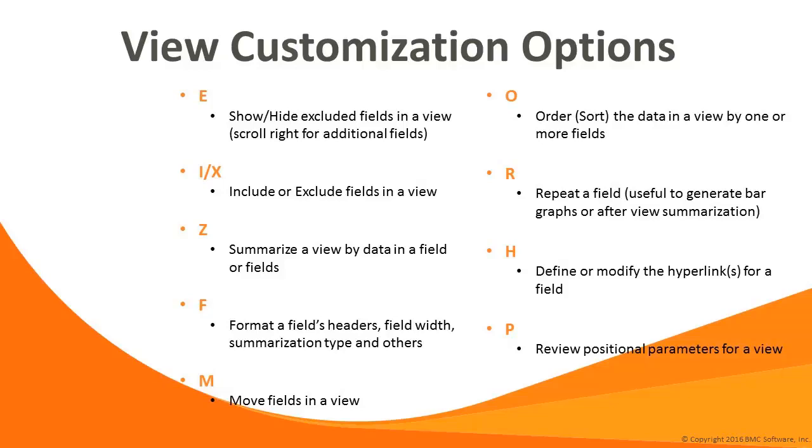With the Format option, you can modify field sizes and labels and specify how to report values for summarization records. The M option gives us the means to move fields around in a view. The O option allows us to specify the sort sequence for the data in the view. The R option is used to repeat a field. This can be helpful for adding bar graphs or creating new metrics in a summarized view. The H option is where we would modify the hyperlinks associated with a field. And option P allows review of the positional parameters for the view. As you might expect, the positional parameters can be passed as filter arguments when issuing view names as commands.